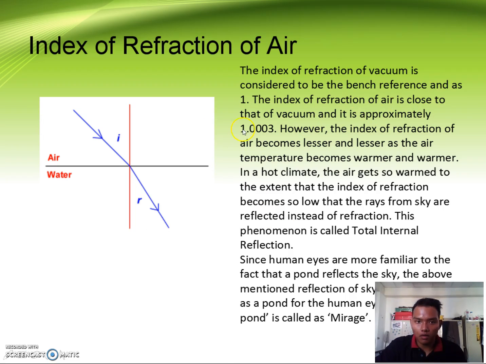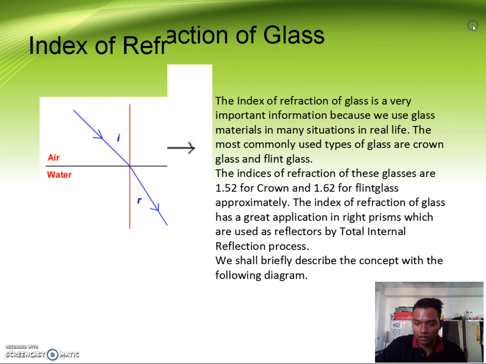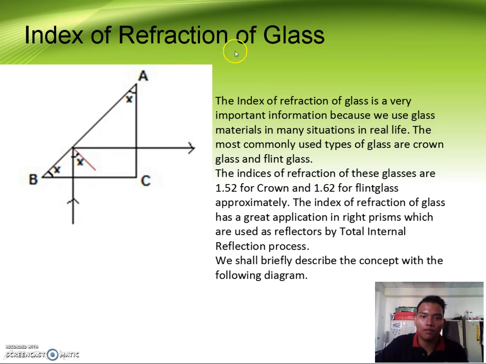Next, the index of refraction of air. The index of refraction of a vacuum is considered to be the benchmark, as shown below. And you can see light going through air, and it is called a mirage in the air.